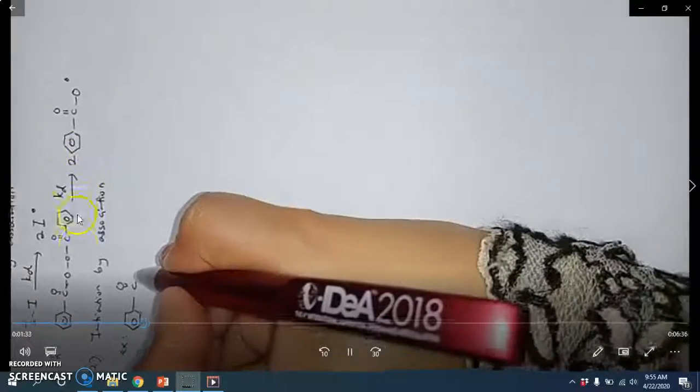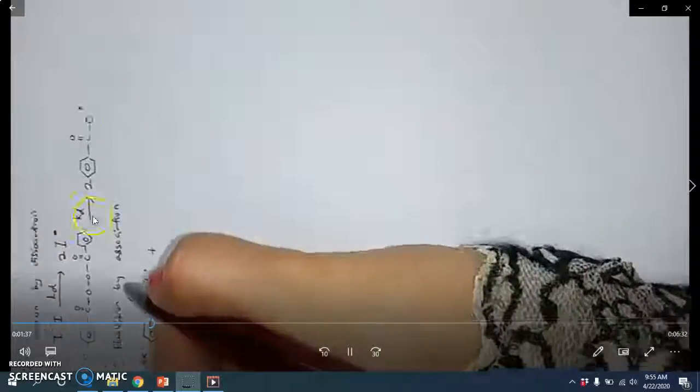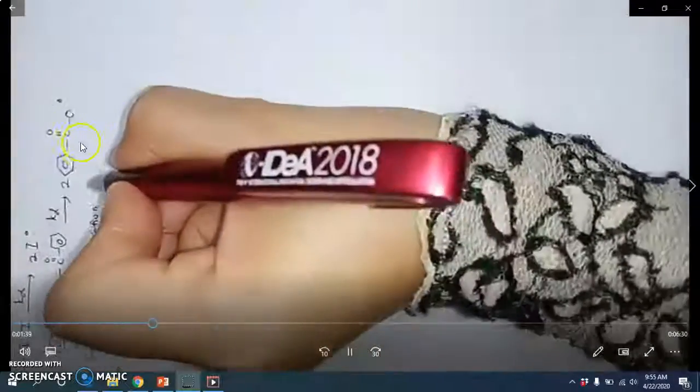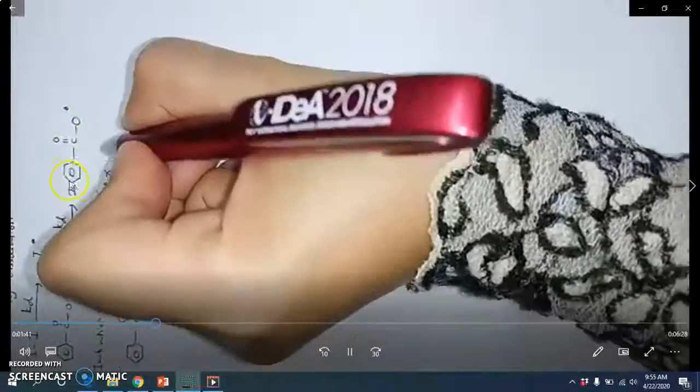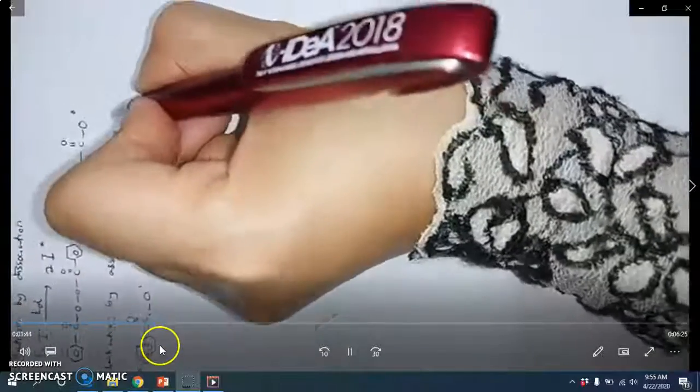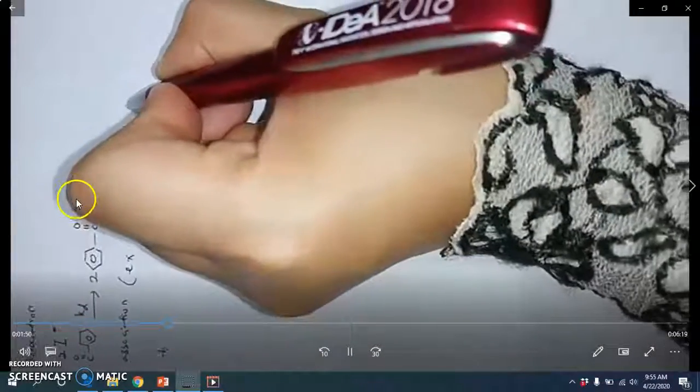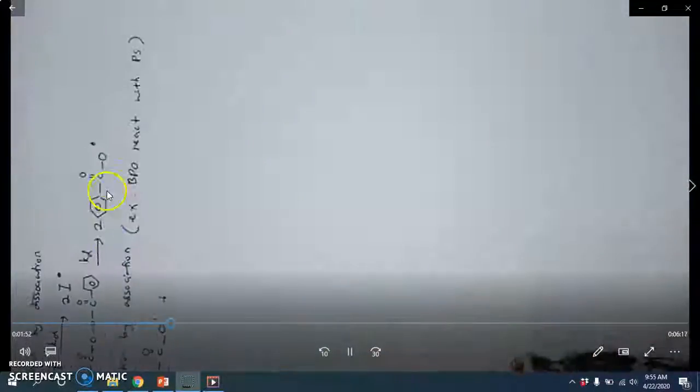The BPO structure will break in the middle between this O and O, and then it will form two radical species. And then in the second step, initiation by association, you only need to draw one radical species structure. No need to write the number 2. So draw the C double bond O structure with the active species. Don't leave out its active species.